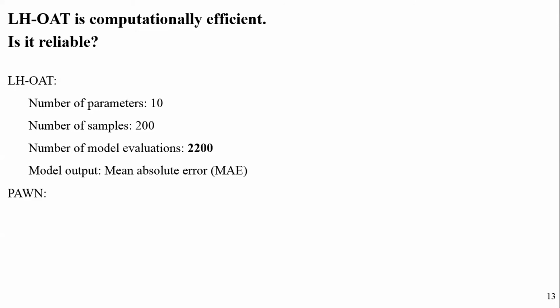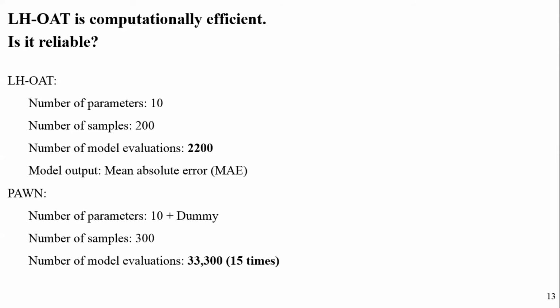To evaluate the result of the Latin hypercube one factor at a time method, we perform PAWN for the conceptual water quality model. In addition to the 10 parameters, we also calculate the sensitivity index of a dummy parameter as a threshold for the screening. The number of samples is set to 300. So the total number of model evaluations is almost 33,000, which is 15 times more than that for the Latin hypercube one factor at a time method. And as a model output, mean absolute error is selected.